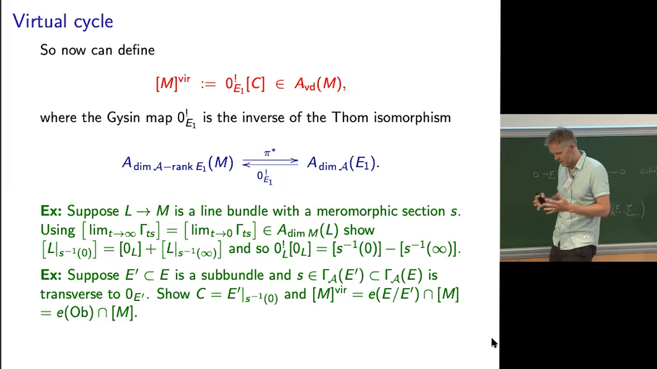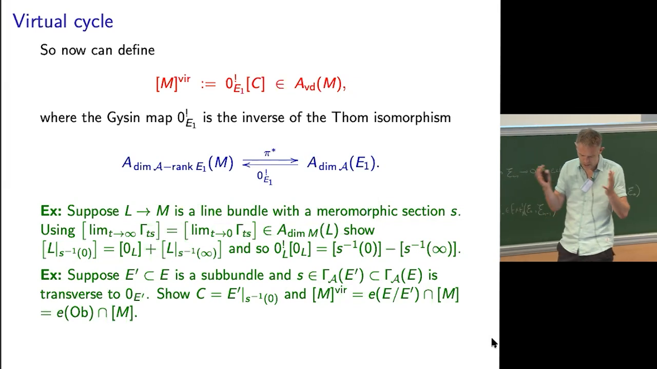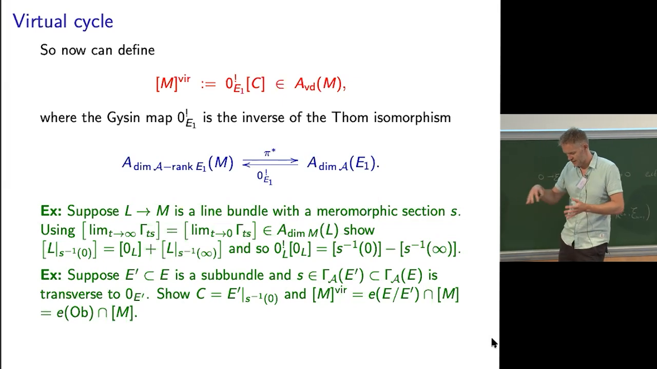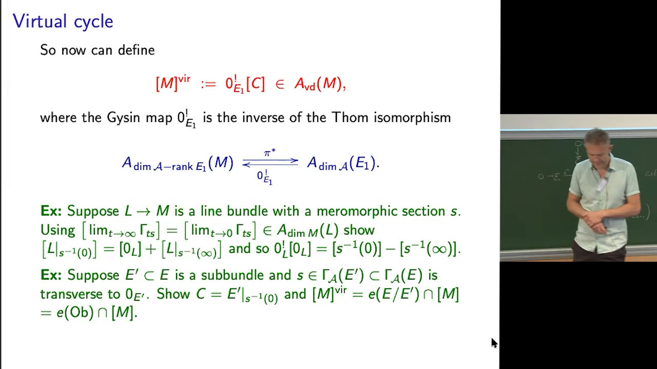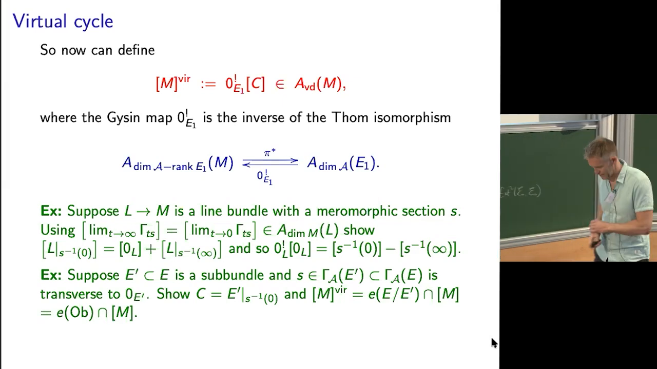So that's the situation in virtual cycles where you have a smooth moduli space but of the wrong dimension, so it's of too high a dimension. So what that means is your obstruction sheaf becomes a nice obstruction bundle, it's locally free over your moduli space, and you take its Euler class and that gives you the virtual cycle.